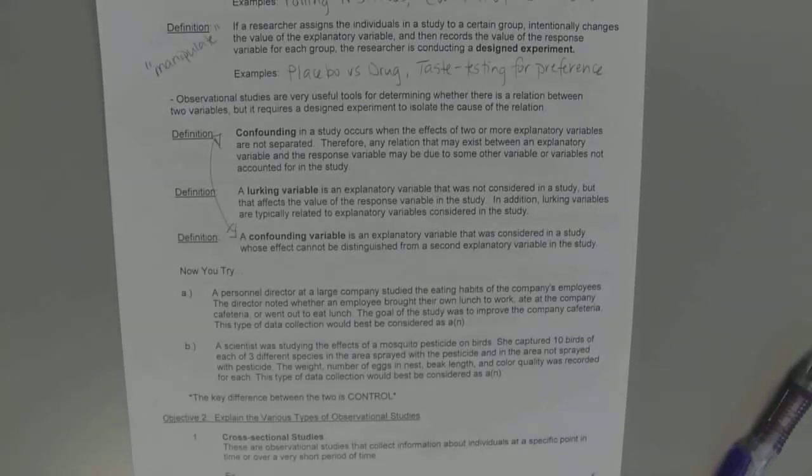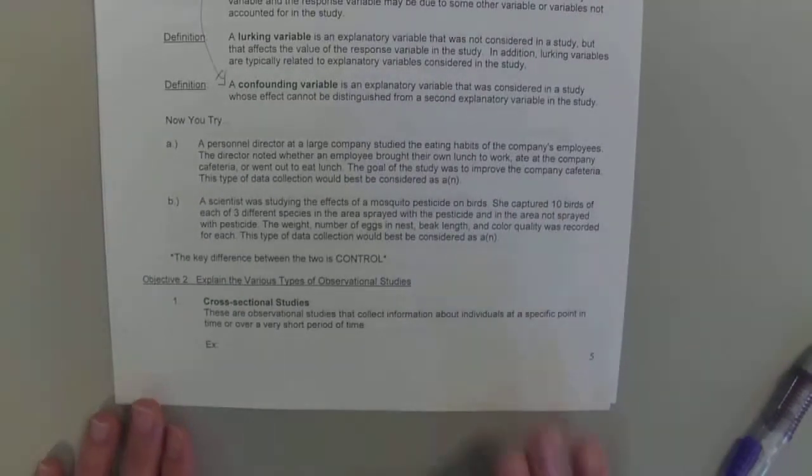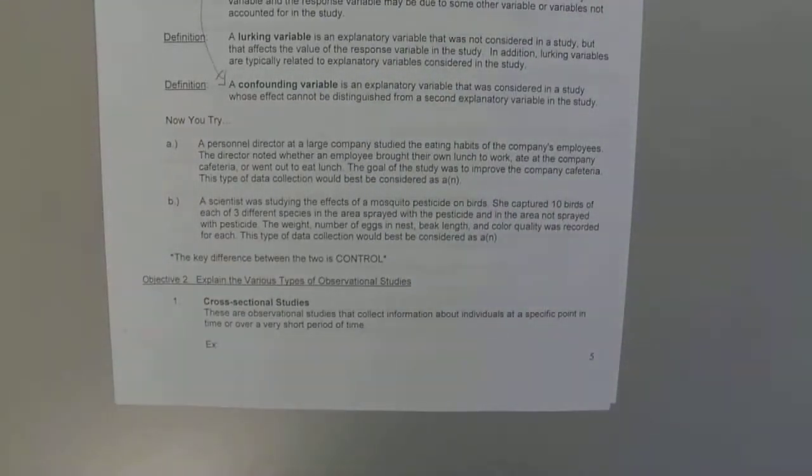You probably already did them without me. We just want to make sure we can tell the difference between an observational study and an experiment. So I gave you 2 examples down here. One is one and one is the other. Let's read this first one. A personnel director at a large company studied the eating habits of the company's employees. The director noted whether an employee brought their own lunch to work, ate at the company cafeteria, or went out to eat for lunch. The goal of the study was to improve the company cafeteria. This type of data collection would be considered what? An observational study or a designed experiment?